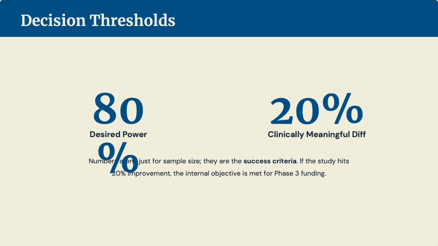In the end, it comes down to numbers. Numbers like 80% power or a 20% clinical difference are more than just math. They are your success criteria. If your study hits these internal thresholds, the objective is met, and the project moves forward. Your job is to make sure these thresholds are realistic and measurable.